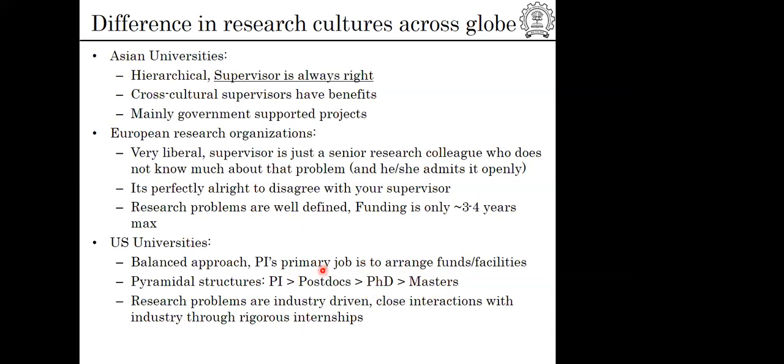PhD students typically report to a few postdocs, and these postdocs report to the PI. Okay, so that hierarchical structure which I have indicated in Asia is also predominantly found in US universities. Okay, and the research problems are mainly industry driven.